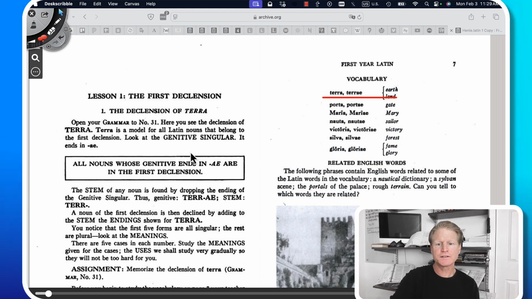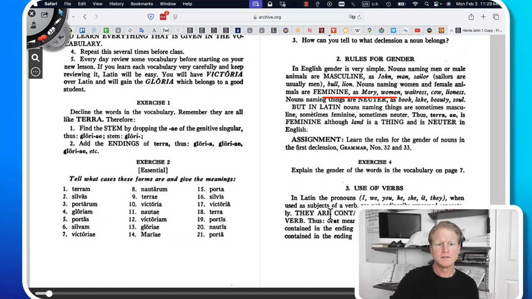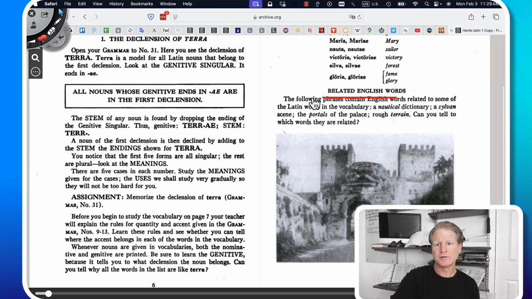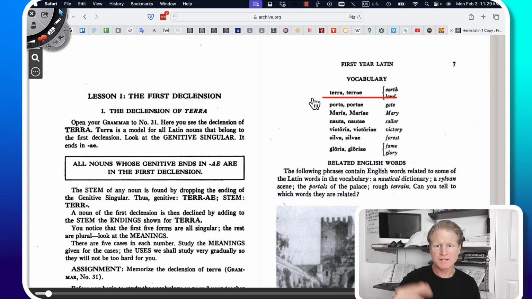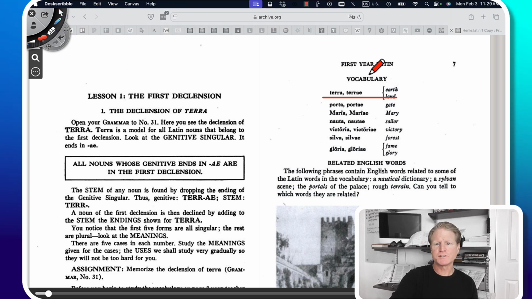And in exercise 1, Mr. Henle tells us to go through and decline the words in the vocabulary. Remember that they're all like terra. All right, so in Exercise 1, we are supposed to go through the vocabulary for Chapter 1. Have your books open to page 8 if you have it, or you can go to archive.org and look at that page. Here we go. So what we're going to do is take this word here, terra.